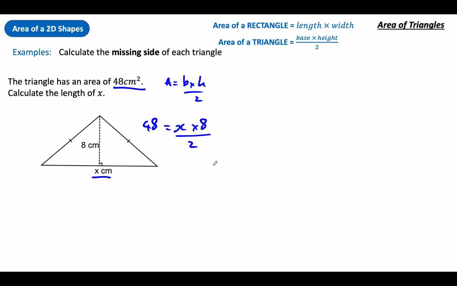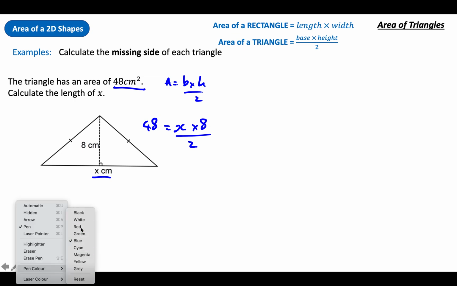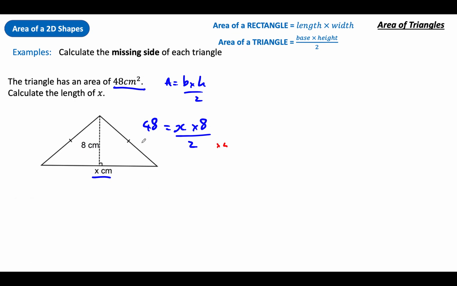So let's undo my formula. Times it by the height divided by 2. Let's do that backwards. I'm going to flip backwards and forwards between some colours here. I'm going to times it by 2 because I don't want this fraction here. Let's get rid of this divide by timesing by 2.